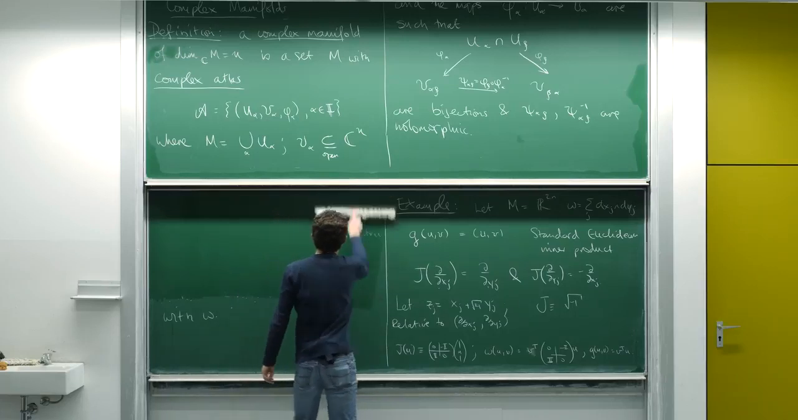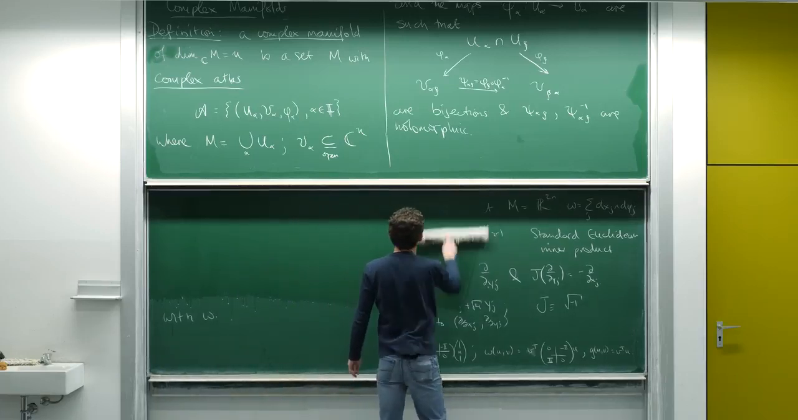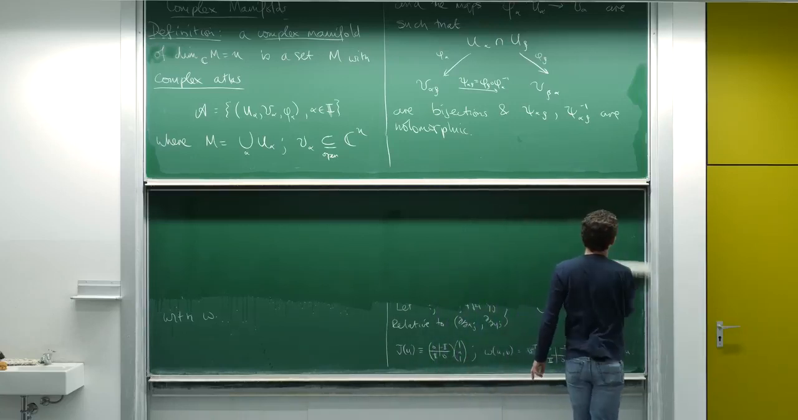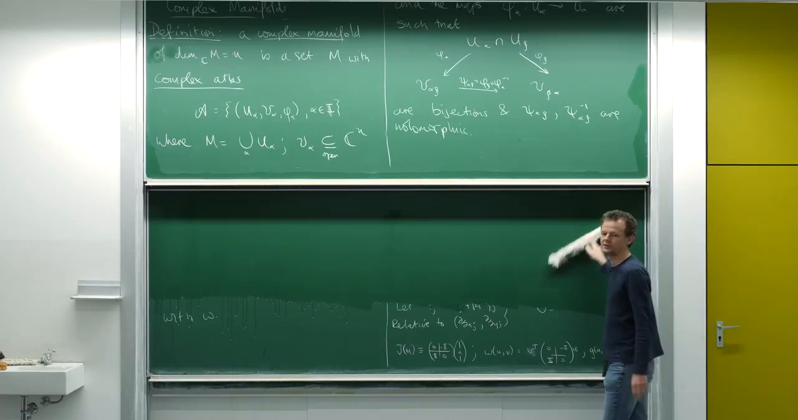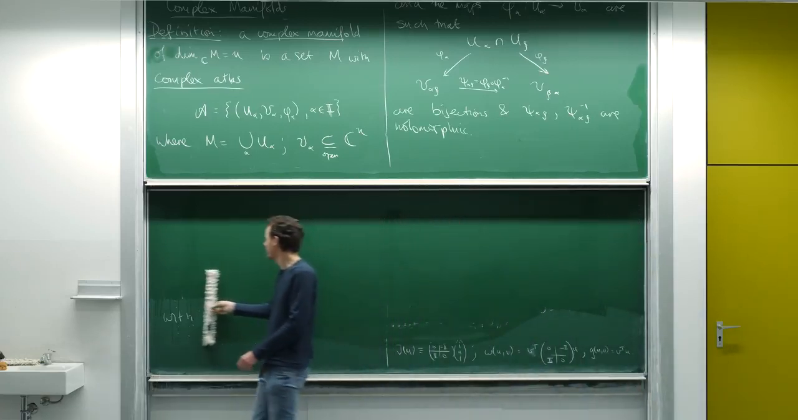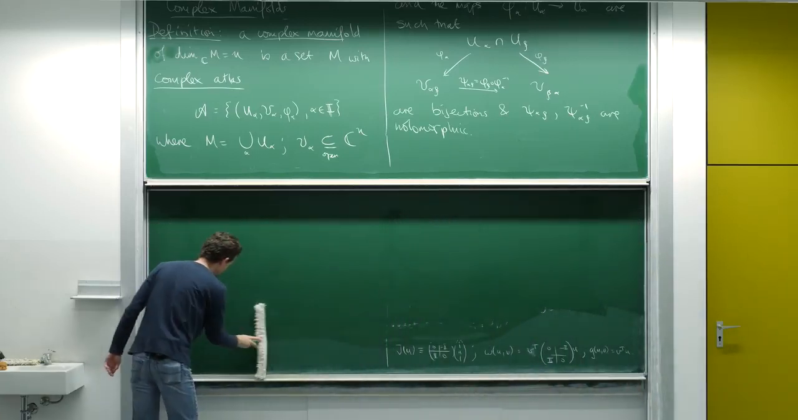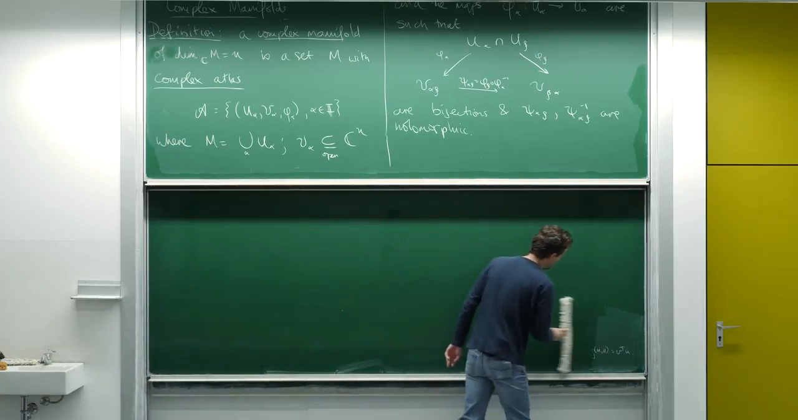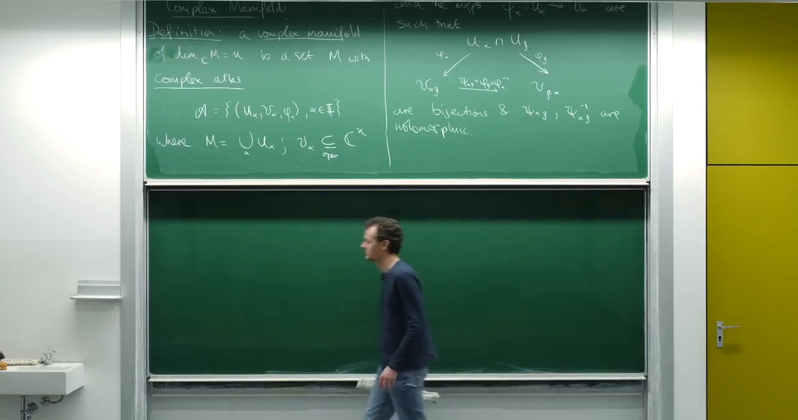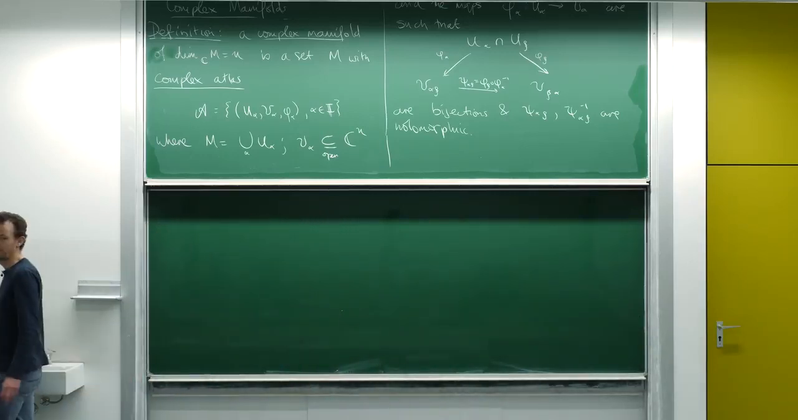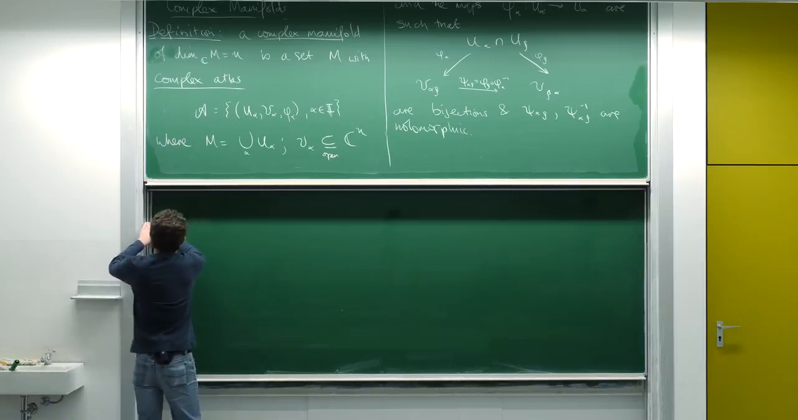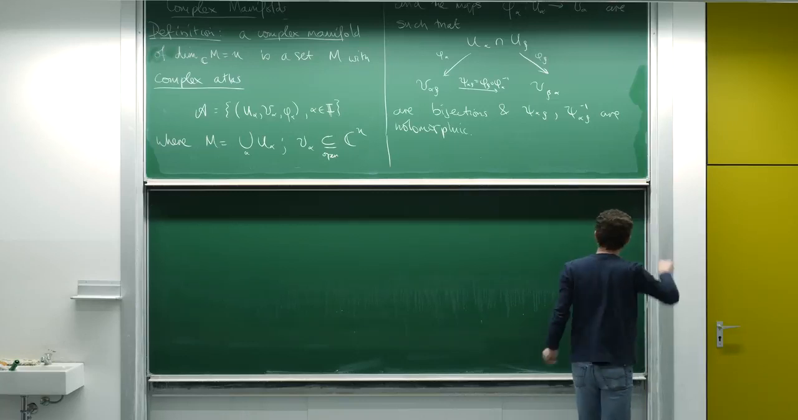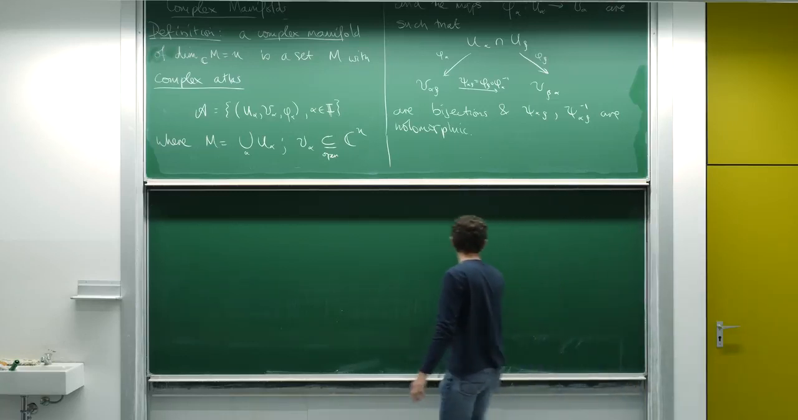So the first thing to remember, as I'm erasing the board, is that a complex function is differentiable if and only if it satisfies the Cauchy-Riemann equations. So start by remembering that, in one complex variable. Now we have many complex variables. So we need to generalize that notion slightly.